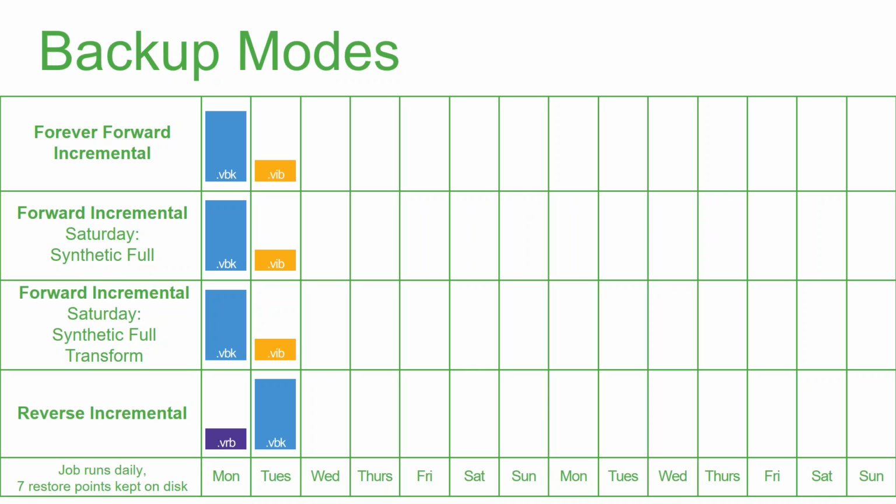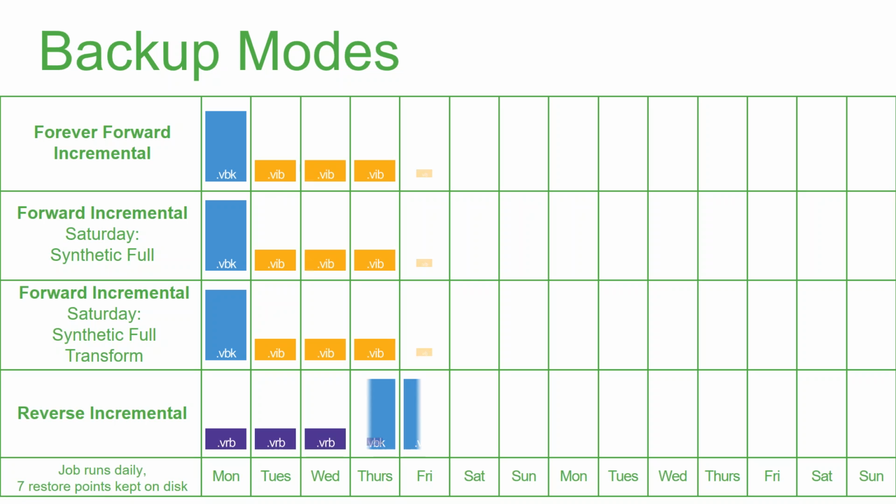Now, think about it a little bit. If I wanted to do a recovery from Tuesday, for my reverse incremental, I would only need to use that full backup, that VBK file. But for the other ones that we have on the slide here, we're going to have to put together the increment with the full to build it. Now, it's not a big deal when you're talking about 2 restore points like we're showing on screen right now.